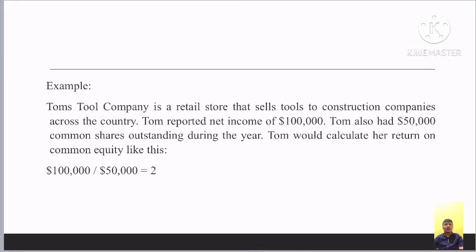For example, Tom's Tool Company is a retail store that sells tools to construction companies across the country. Tom reported net income of $100,000. Tom also had $50,000 common shares outstanding during the year. Tom would calculate her return on common equity like this: $100,000 divided by $50,000 is equal to 2.